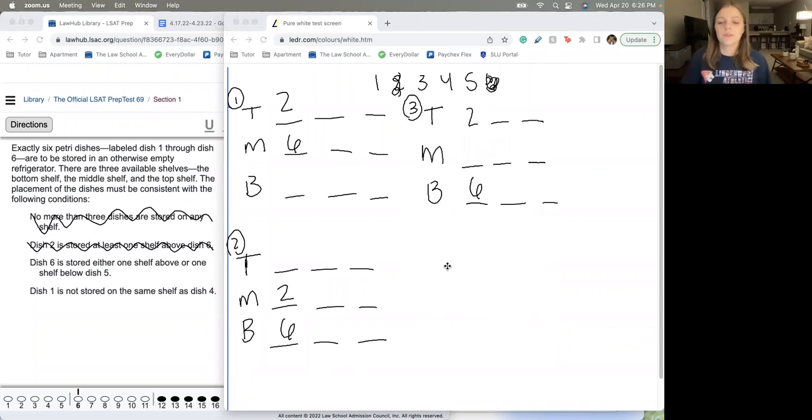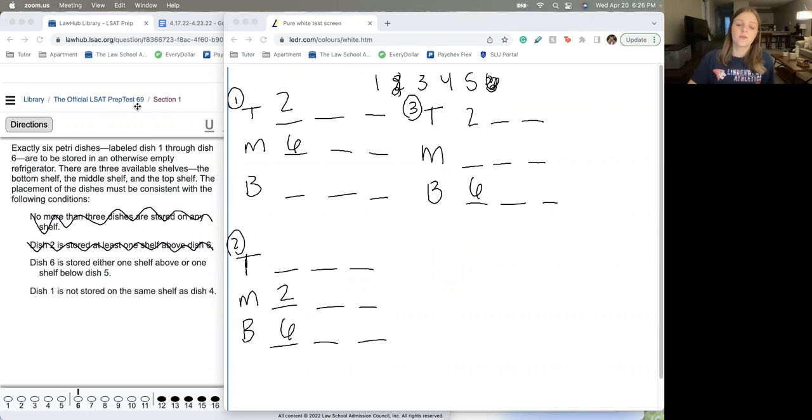Okay. So we're going to go on to our third rule, and we're going to do the same thing. We're going to figure out which variable we want to look at, and then look at each of our worlds and place that variable. So rule number 3 is actually really nice because it talks about dish number 6, and we've placed dish number 6. So this will be pretty easy because we know where one of our variables is.